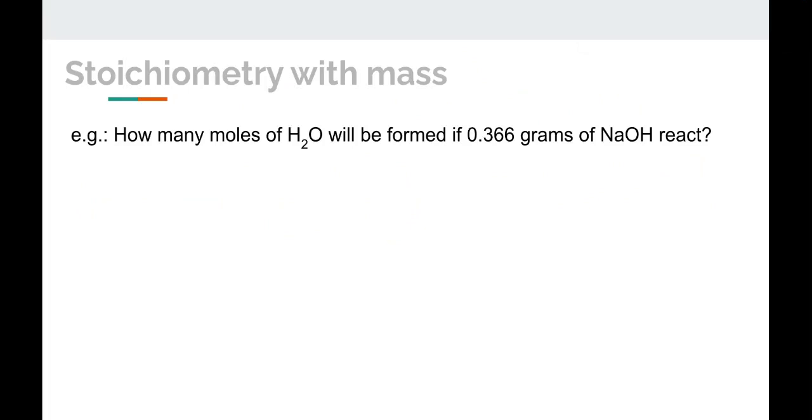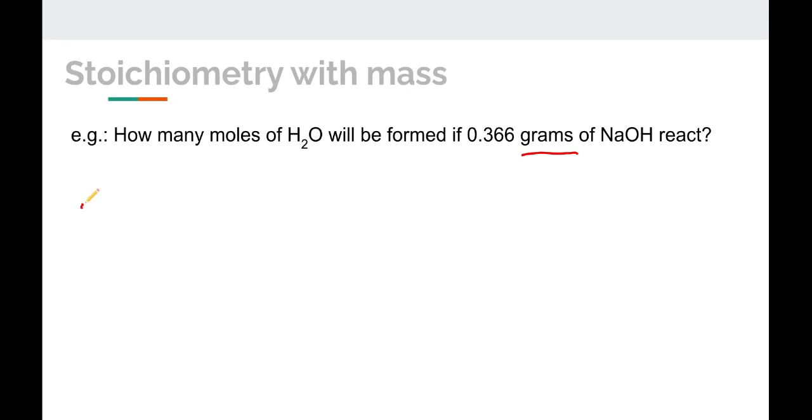When doing stoichiometry problems, it's important to recognize that this only works for moles. The mole quantities, or stoichiometric equivalencies, are only valid for moles. So if we had to answer this question, how many moles of H2O would be formed if 0.366 grams of NaOH react, we have to add a step into our problem solving.